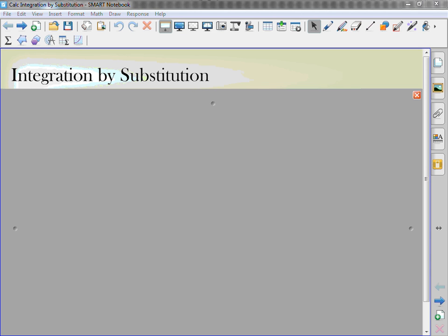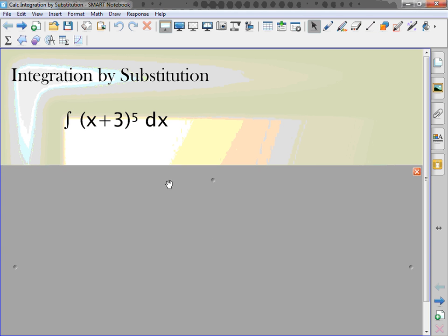Integration by substitution. Integration by substitution is the reverse chain rule. All right, without using the special chart I gave you. Some of them are on the chart, some of them are not.